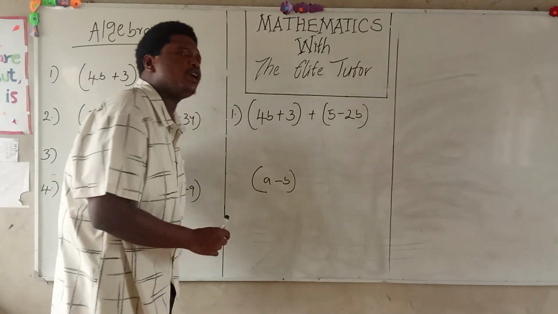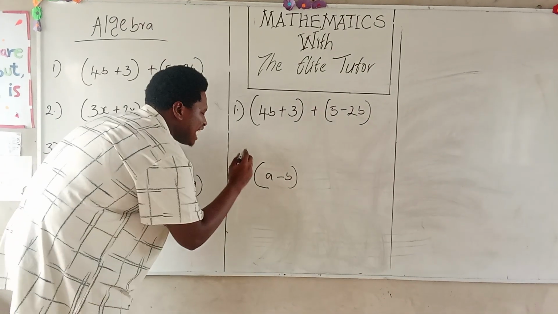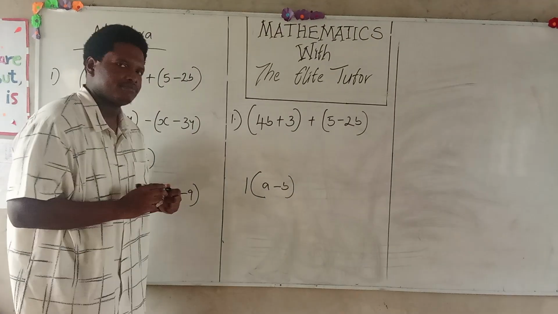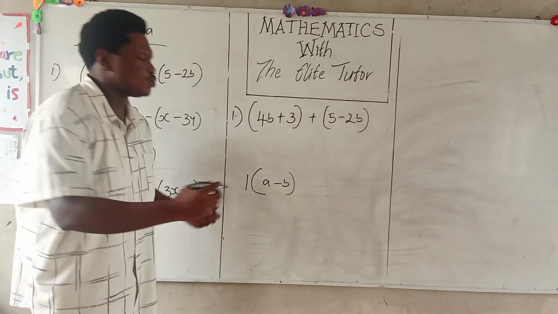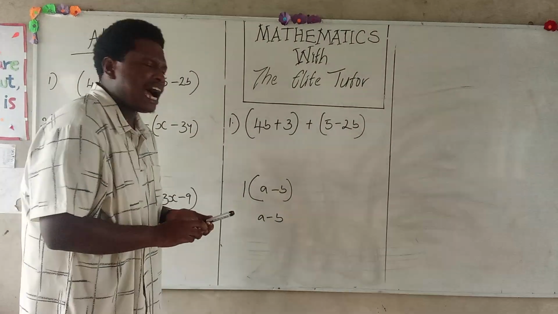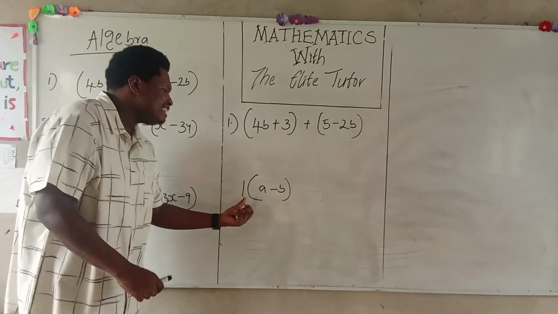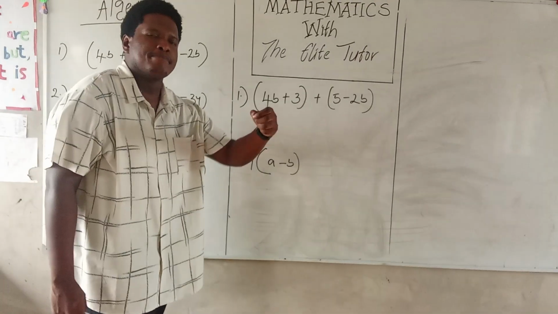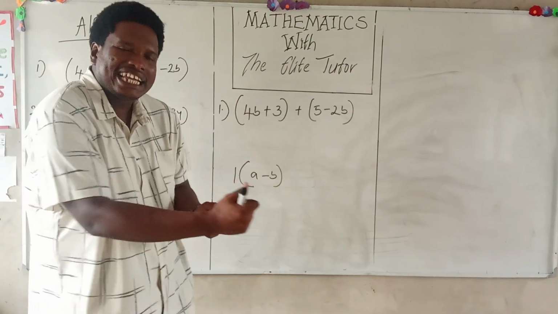And in order for us to open the bracket, I want you to understand that there is an invisible 1 by the side. I can't just go ahead to write this as a minus b. No. Now how do we arrive at a minus b? I want to establish that there is an invisible 1 because 1 is a neutral number. When you multiply 1 by any number, you will get that number.